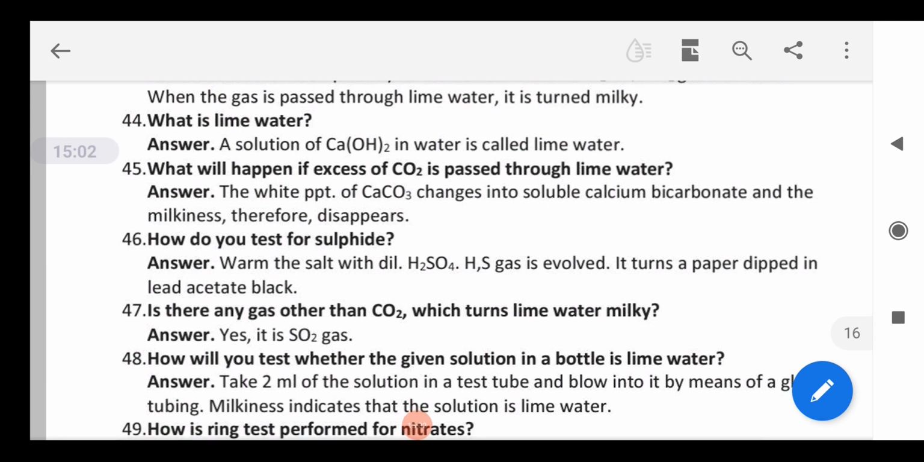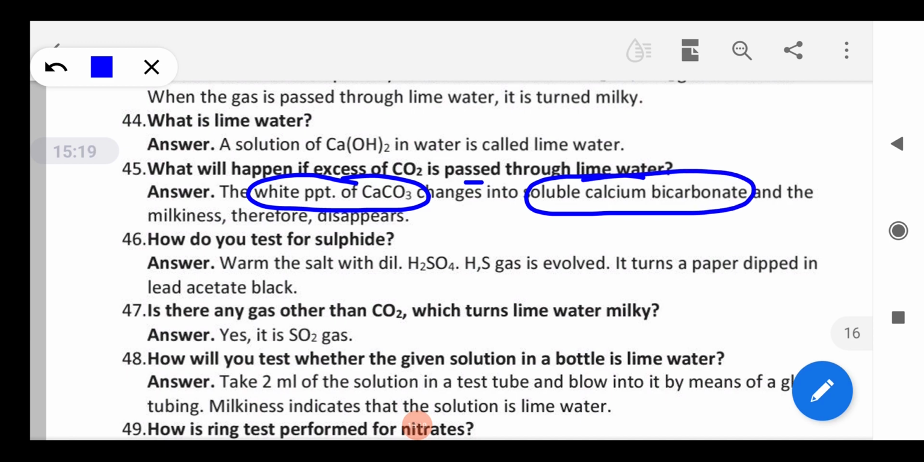Question number 45. What will happen if excess of carbon dioxide is passed through lime water? If excess CO2 is passed through lime water, then instead of the white precipitate of CaCO3, you start getting soluble calcium bicarbonate. Soluble calcium bicarbonate means the milkiness will disappear. So please limit the amount of CO2 when you do the testing for carbon dioxide.